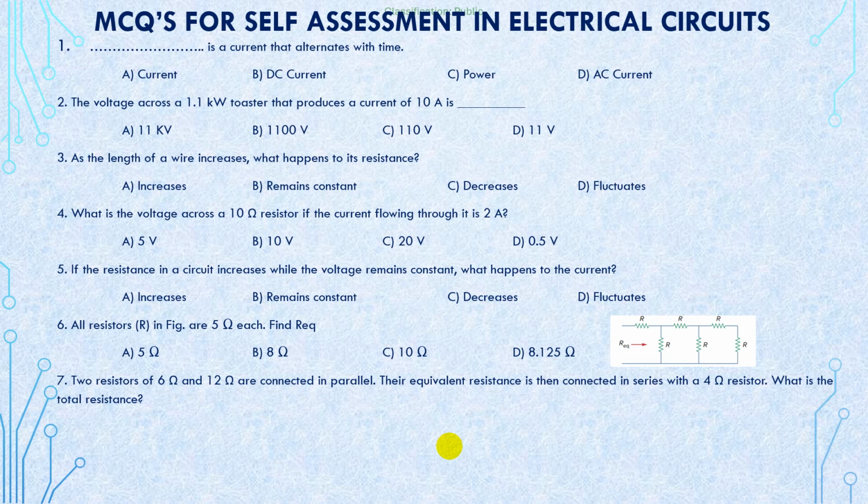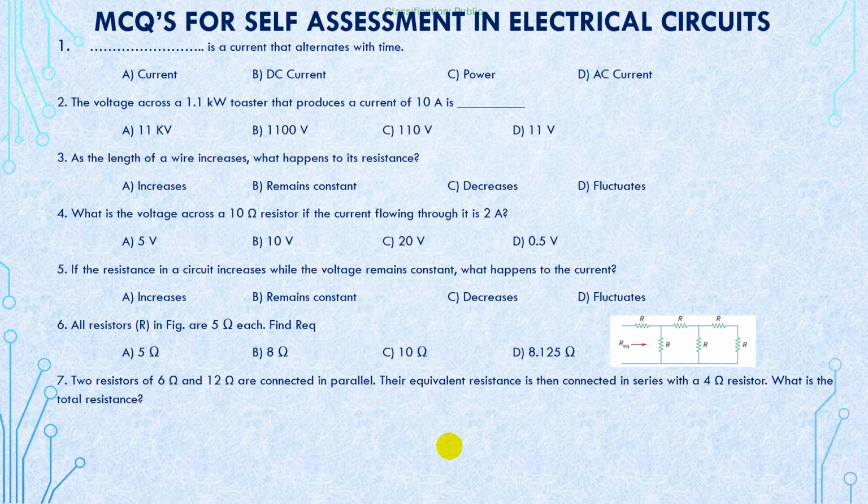Once this parallel combination gives an equivalent resistance, that result is connected in series with 4 ohms. So what is the first step? We have to finish that parallel path, then add the series path. If you make 6 and 12 parallel, it is 6 multiplied by 12 divided by 6 plus 12. So 72 by 18, that is 4 ohms. 4 ohms is the result.